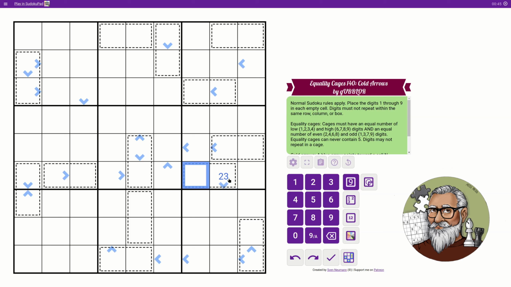Good. And if this is a low digit, this has to be a high digit. So 6, 7, 8, 9. Okay. This is the same, right? It's pointing down as well. So this is 2, 3, which is great because now we get a 2, 3 pair. Right, and that's as well 6, 7, 8, 9. Okay. Doesn't solve it though, does it?